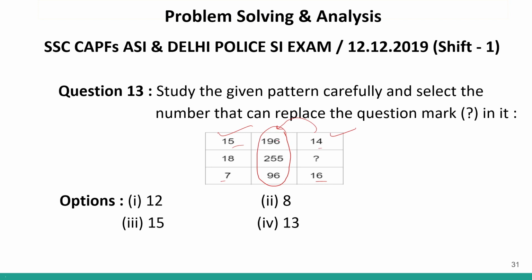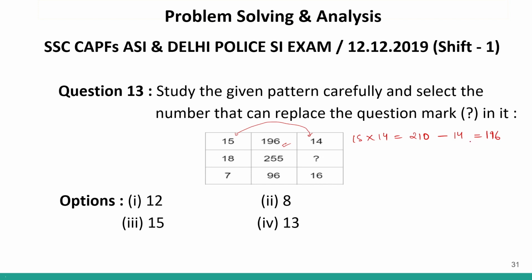Correct? And since it is so big, I can assume that a certain multiplication operation is being done. This is my assumption. Now let us check. If I multiply 15 into 14, I'll get 210. Now 196 is smaller than 210. So if I subtract 14 from 210, I'll get 196.